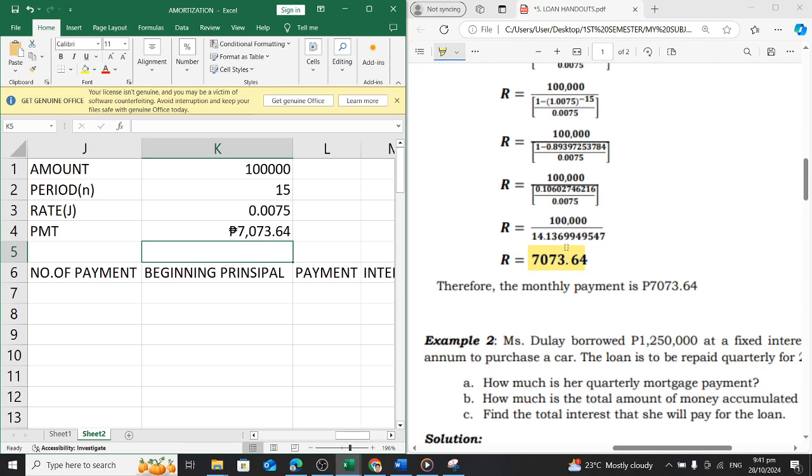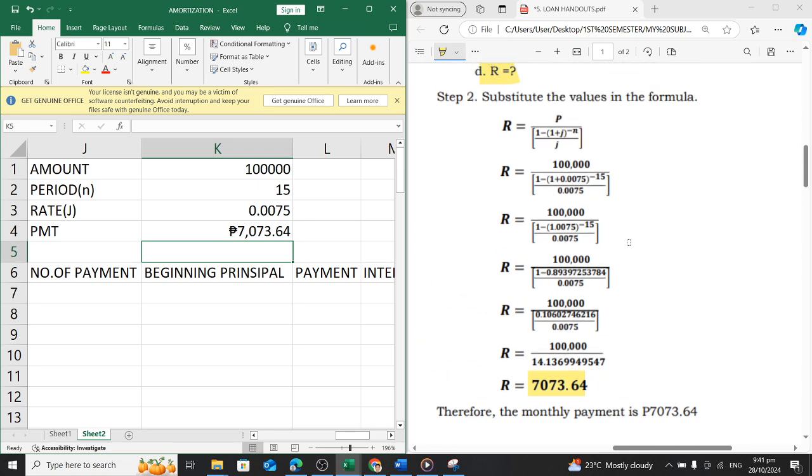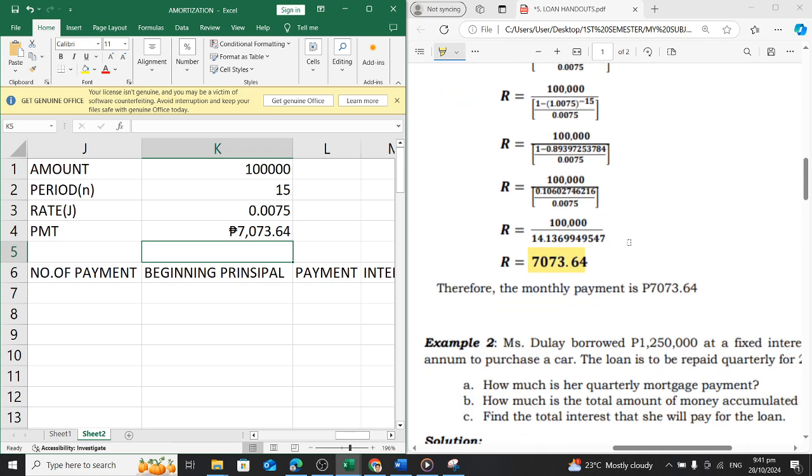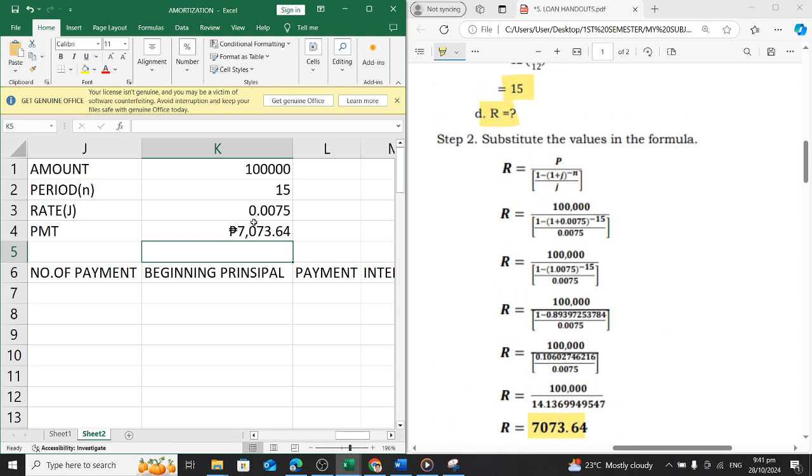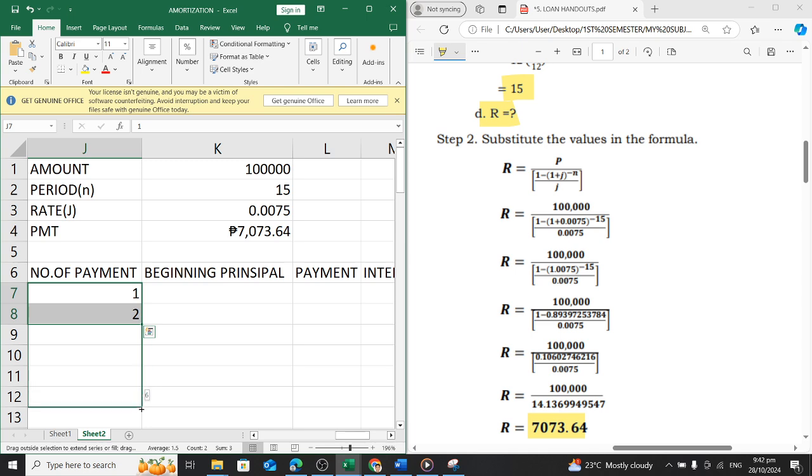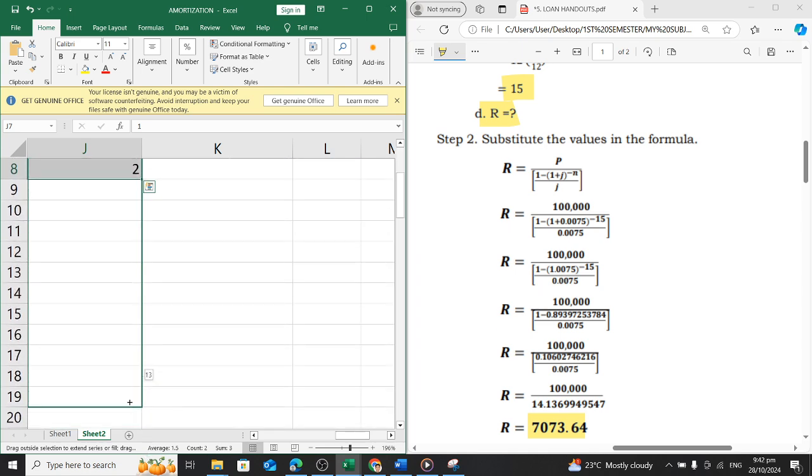As you can see, pareha ra og answer ang atong Excel o ang ato ang solving sa ato ang klase. Right? Using the formula nga atong ginagamit sa klase o ang formula gamit ang Excel, we can solve easily our regular payment. Okay? Now, since our total number of payments is 15, we are going to write 1 to 15 as our number of payments. We have 1, 2, and then we can just highlight and then drag down until 15.